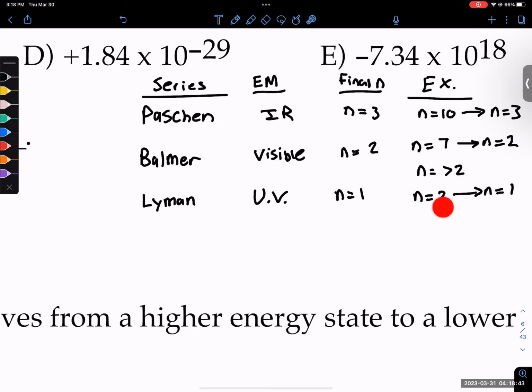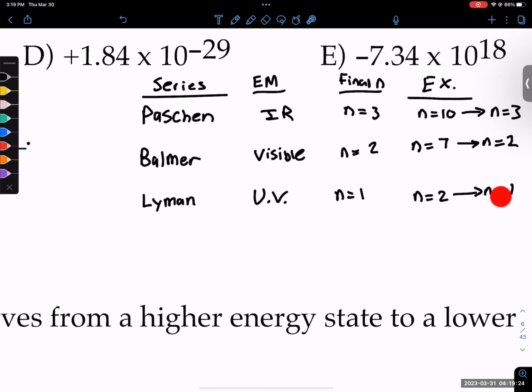See how the transition from 2 to 1 is only a difference of 1 energy level, but it's still going to emit a photon in the UV region, whereas the difference from, let's say, 10 to 3 is 7 energy levels, but it's still going to emit a photon in the infrared region, which is lower in energy than the ultraviolet region. So it doesn't always necessarily depend on the amount of energy levels that it's jumping through. A lot of the time it depends on the final n value.